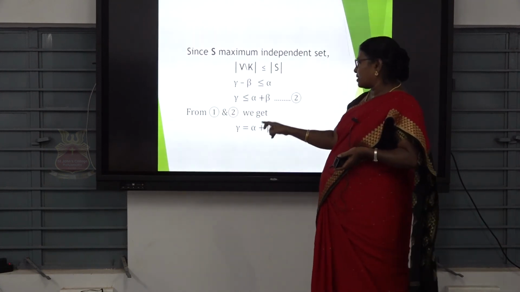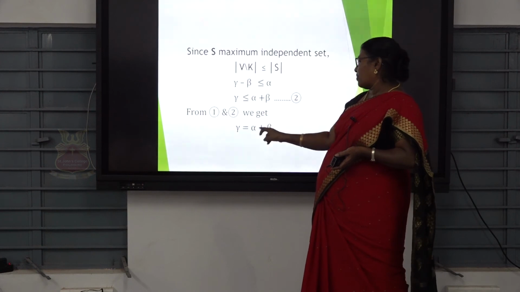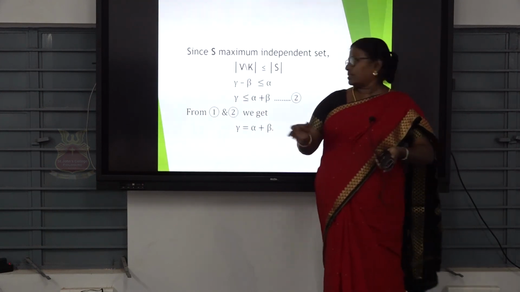So from 1 and 2 we get alpha plus beta equals nu. Hence the theorem is proved.